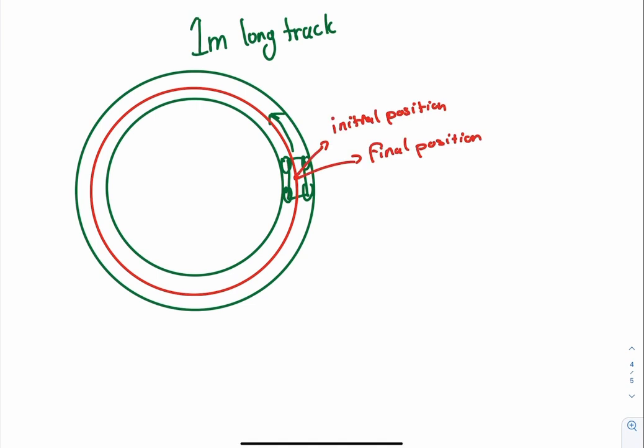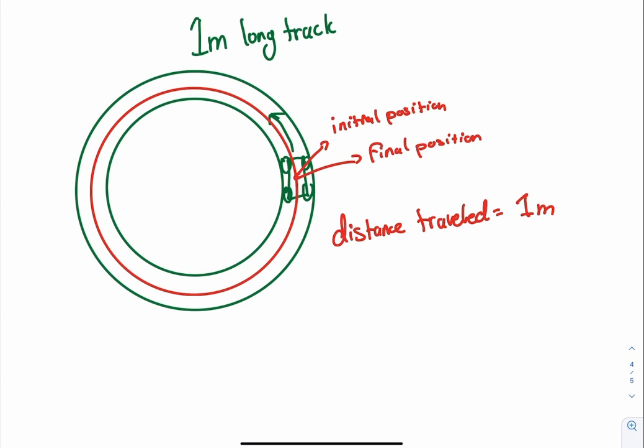First, let's calculate distance traveled. This is deceptively easy because we've been told that this track is 1 meter long and the car went 1 round, which means distance traveled is just 1 meter.